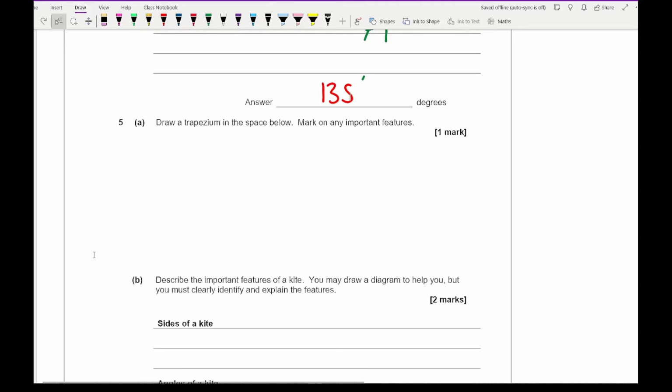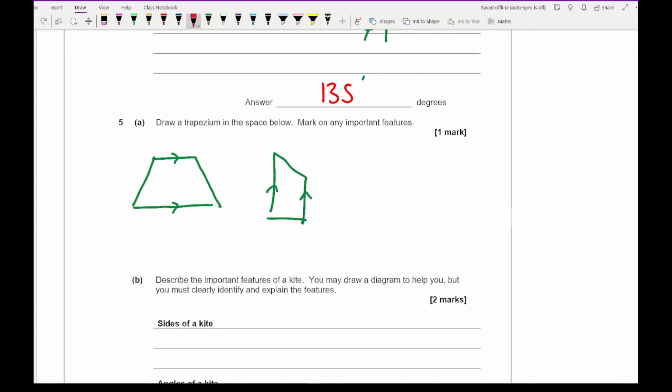Question 5a then says draw a trapezium in the space below. Mark on any important features. Now there's several trapeziums you can draw. So I can draw one that looks like a roof, in which the key thing you need to note is that these two sides are going to be parallel. So the two bases of what you'd class as A and B are going to be parallel. And you could also have something that looks like this. And there are your two parallel sides.